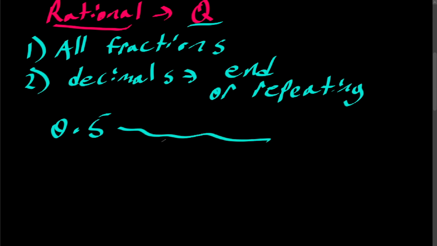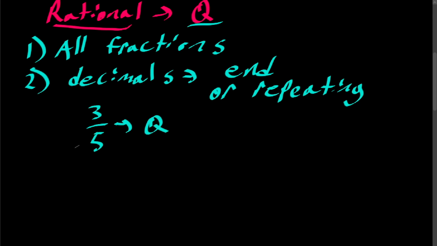It doesn't keep going and expand into a bunch of numbers like pi. It ends. Therefore, if we want to classify this, we'd say Q for rational. One more example: let's say I gave you a fraction, 3 over 5. Automatically, since that's a fraction, we would say Q, it's rational.